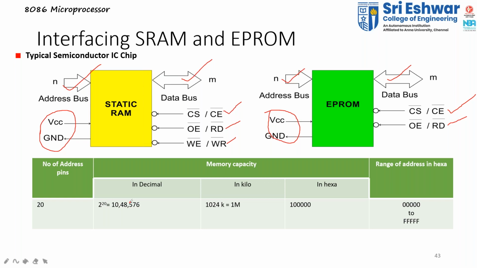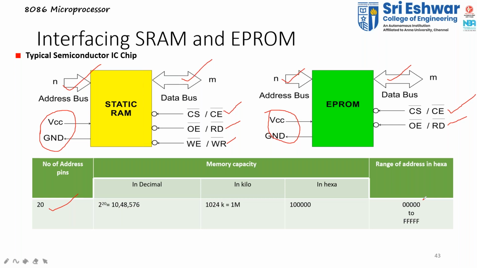Okay, so from the address lines, we have 20 address lines in 8086, so the memory capacity will be calculated as 2 to the power 20. So this many values will be generated. Okay, 1024K is equal to 1 MB. So we have 1 MB of memory space starting from 00000 to all Fs. Okay, this is the range of memory capacity of 8086.